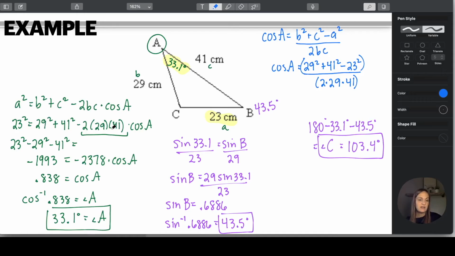The biggest mistake that I see is that a lot of students go ahead and square 29 and square 41, and they go ahead and subtract that from 2 times 29 times 41. You cannot do that. This 2 times 29 times 41 is attached to the cosine. So this right here is one entity. You cannot subtract it from here yet.